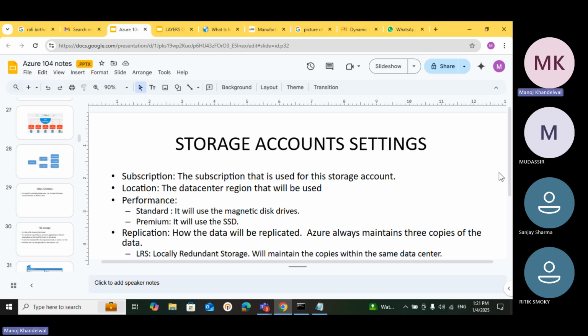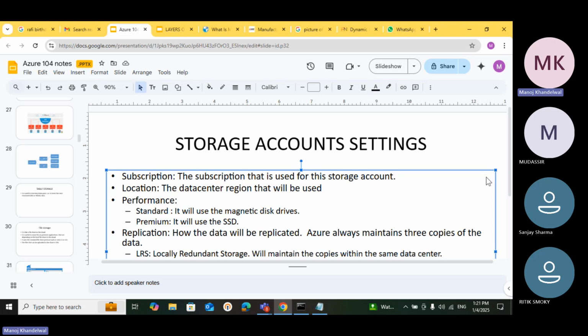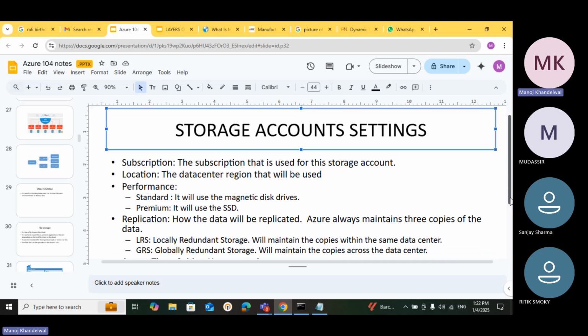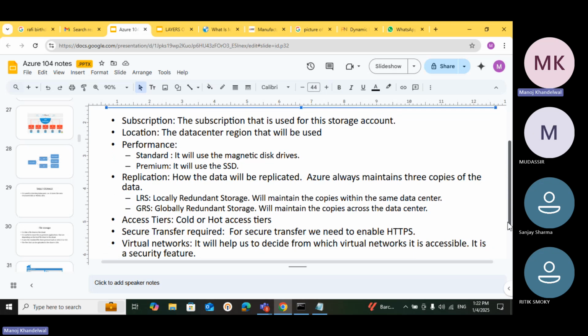Then we saw the storage settings. See, we had talked about the settings, right? Account settings, properties. So we have to specify what the subscription is, what the location is, where it is located, what the performance you want is, SSD or magnetic. Okay, so this theory is important because when you do the practicals, you can actually cross-check all these things. While creating a storage account, it will give you these options.